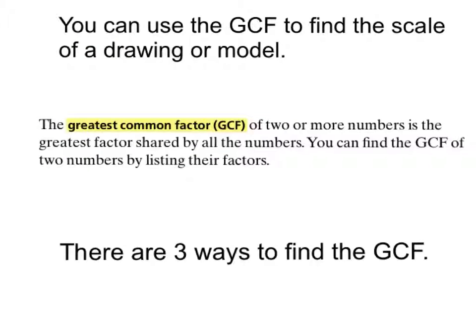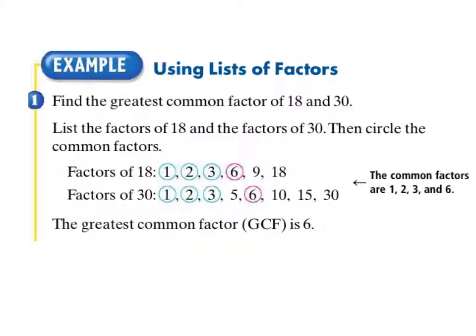You can use the greatest common factor to find the scale of a drawing or model. The greatest common factor, or GCF, of 2 or more numbers is the greatest factor shared by all the numbers. You can find the greatest common factor of 2 numbers by listing their factors. There are 3 ways to find the greatest common factor. The first way is using lists of factors. If you want to find the greatest common factor of 18 and 30, list the factors of 18 and the factors of 30, then circle the common factors.